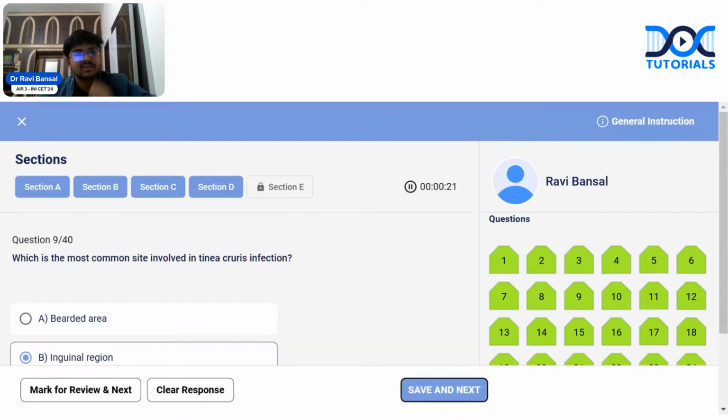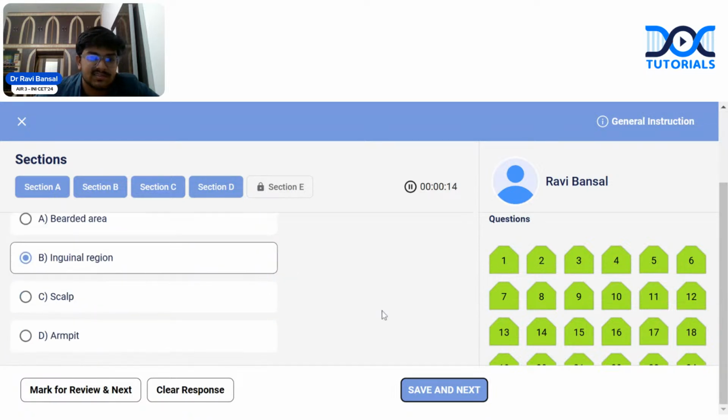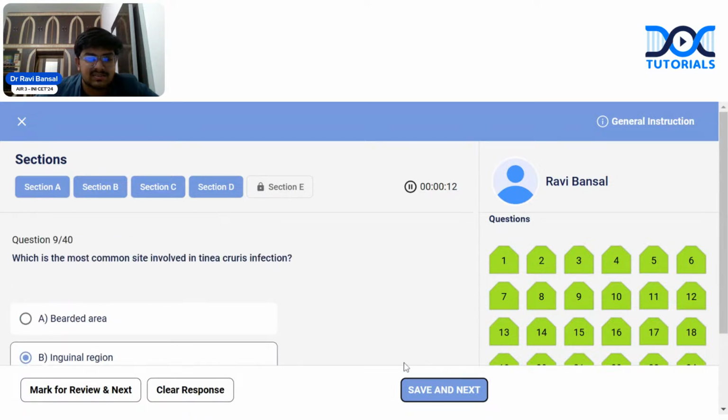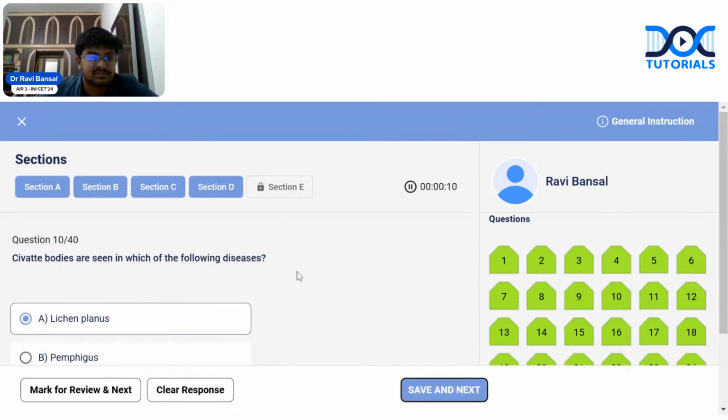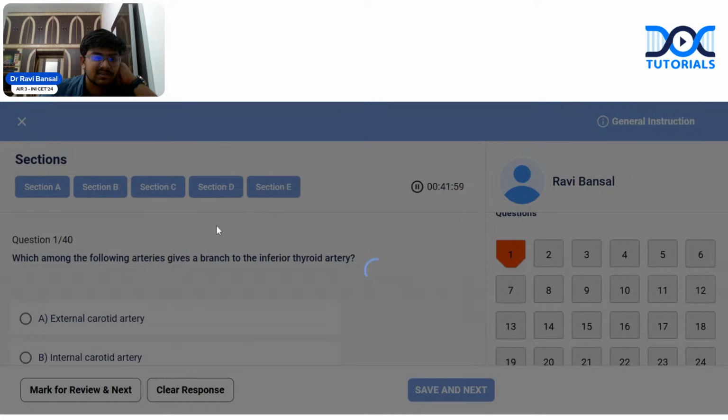Most common site involved in tinea cruris. So this is the word they want you to expect. Cruris is for the inguinal region. So this is very simple, basic knowledge. In 9 seconds, we have the upcoming section E, the final section. So you must be careful in doing the last section.